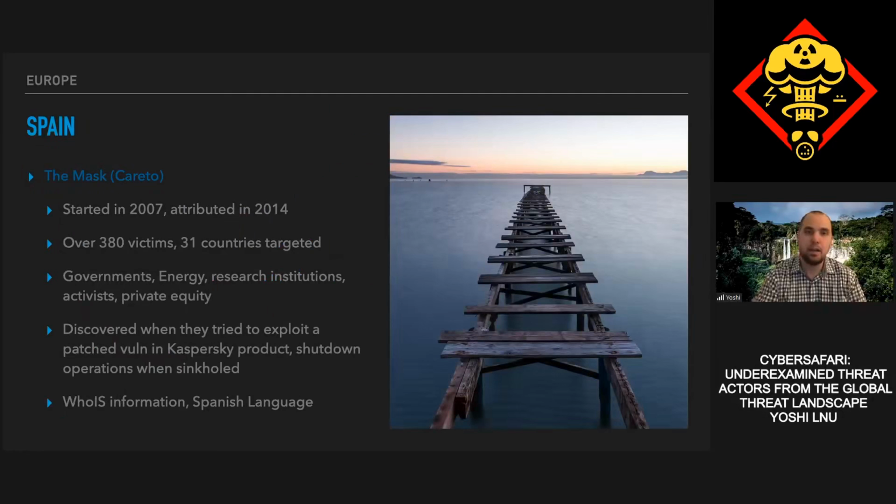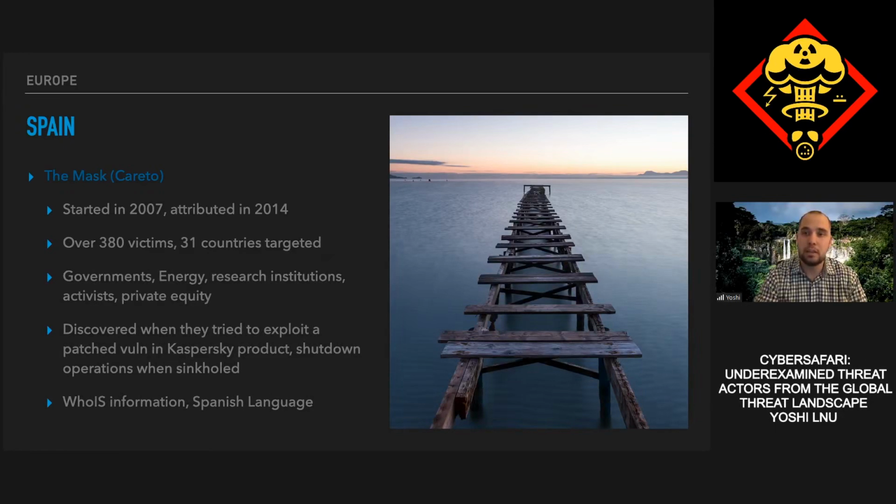Next, we have Spain, also known as the Mask or Careto. According to Kaspersky, they also started in 2007, and they were reported on publicly and attributed in 2014. They were extremely advanced. They had over 300 victims in 31 countries, including governments, energy, research institutions, private equity, and activists. And the interesting thing is Kaspersky discovered them when they tried to exploit a vulnerability in a Kaspersky product.